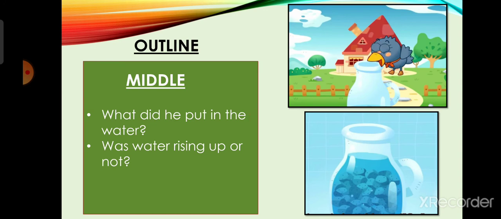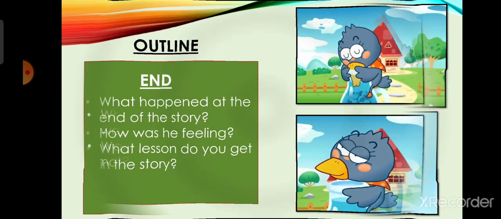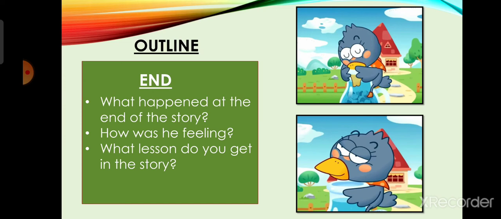Then he will try to resolve the problem. What did he put in the water? Was water rising up or not? At last, the problem is resolved and the story ends. It will be your third paragraph. What happened at the end of the story? How was he feeling? And what lesson do you get in the story?